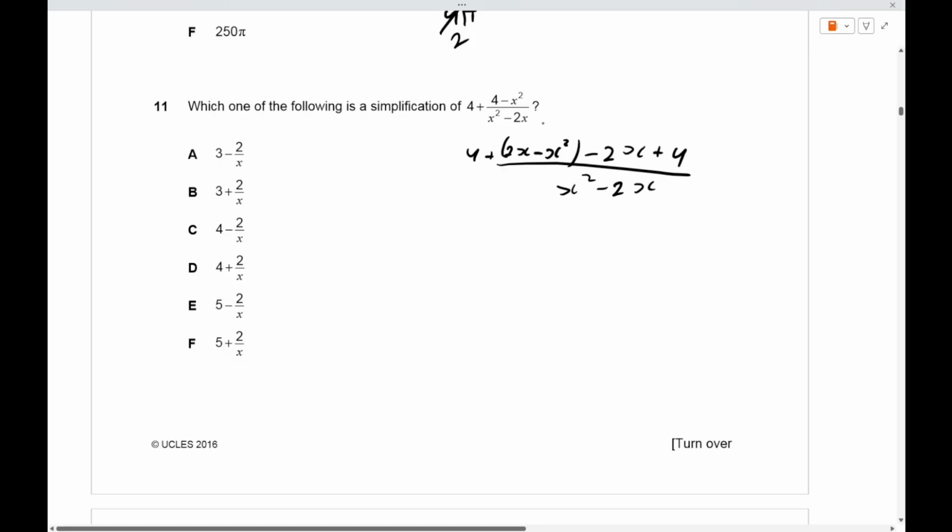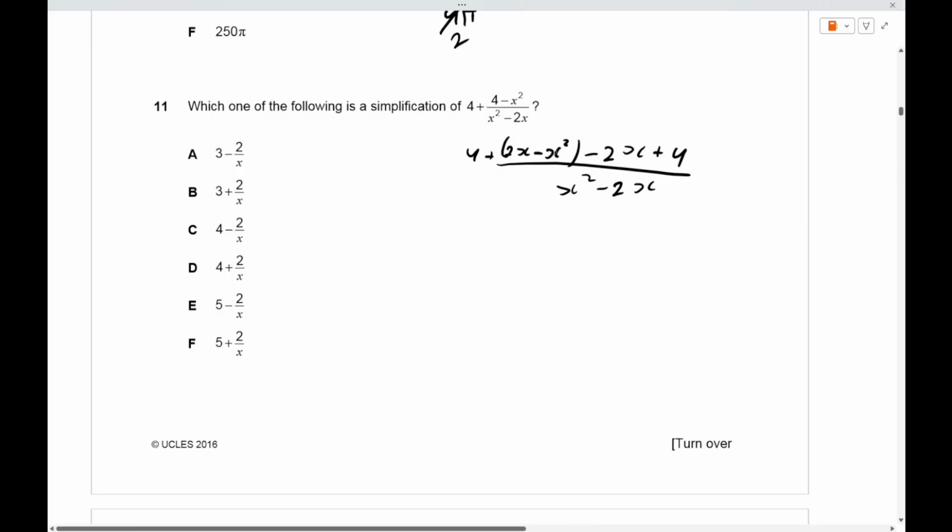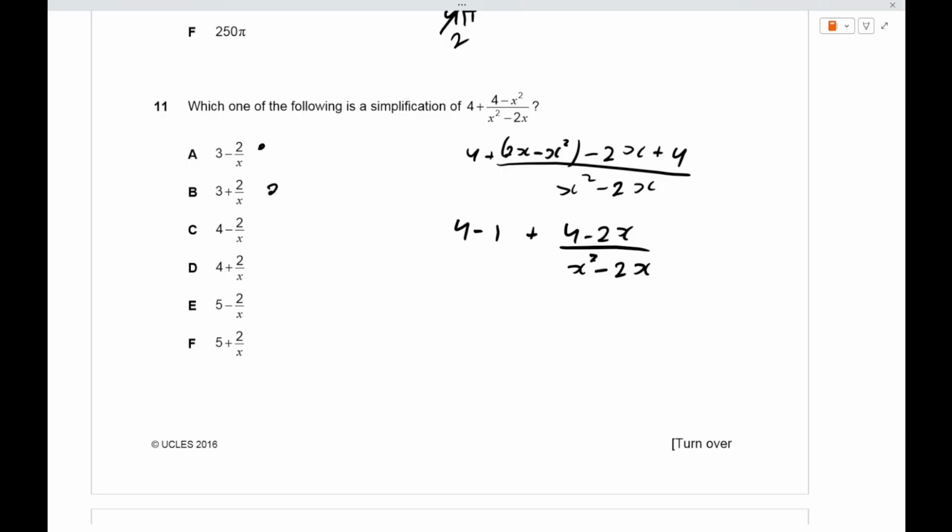See, this and that, this and that are the same. But this, you can tell, is the negative of that. So you can do 4 minus 1 plus 4 minus 2x over x squared minus 2x. That's why you have 3. So you know that it's going to be one of these options. And see how this is really simplified.